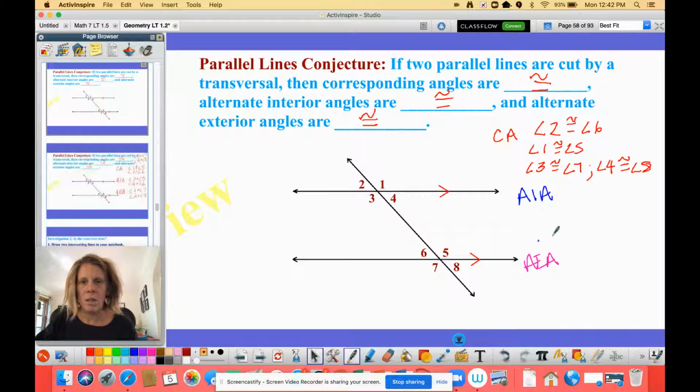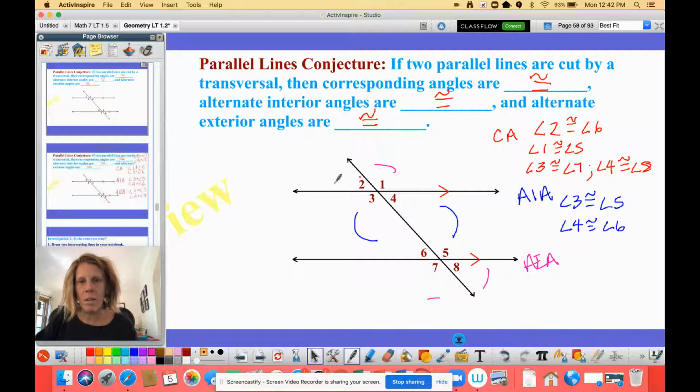For alternate interior angles, remember that's inside the parallel lines, on alternate sides of the transversal. So angle 3's alternate interior angle is angle 5. Those are congruent. Angle 4's alternate interior angle is angle 6. Those are congruent.